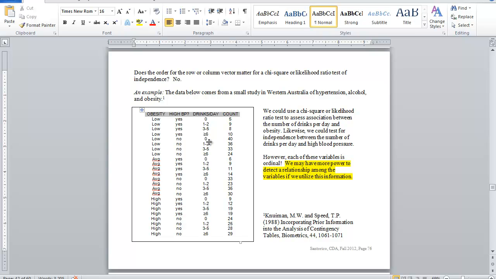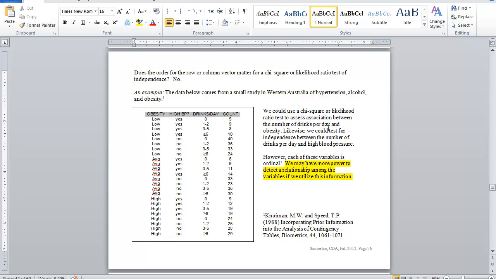So here I'm giving you an example data set, and this is a small study. I pulled this from a Western Australian study of hypertension, alcohol, and obesity. I've got the contingency counts summarized in the table. I've got 3 different levels of obesity, 2 levels of hypertension, high and low, and then different classes of how many drinks per day a person has, and then how many people correspond to that combination. So 5 people had a low level of obesity, had hypertension, and didn't drink any alcohol per day.